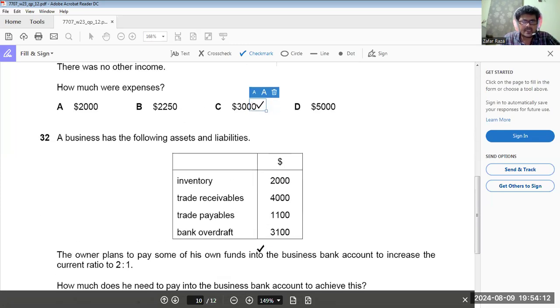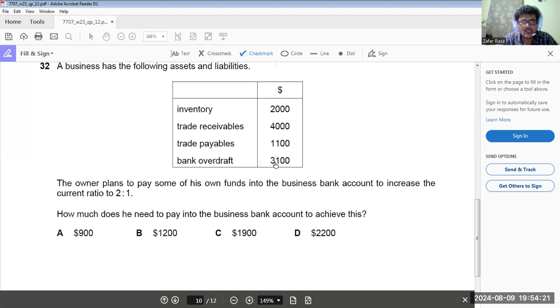Okay. Now 32. A business has the following assets and liabilities: inventory, trade receivable, trade payable, bank overdraft. The owner plans to pay some of his own funds into the business bank account to increase the current ratio to 2:1. How much does he need to pay into the business bank account to achieve this? See, first of all, when they are talking about current ratio, our current assets are 6,000, inventory plus trade receivable, and our liabilities are 4,200. So if you take the current ratio, it is 6,000 divided by 4,200. The answer would be 1.42 to 1.